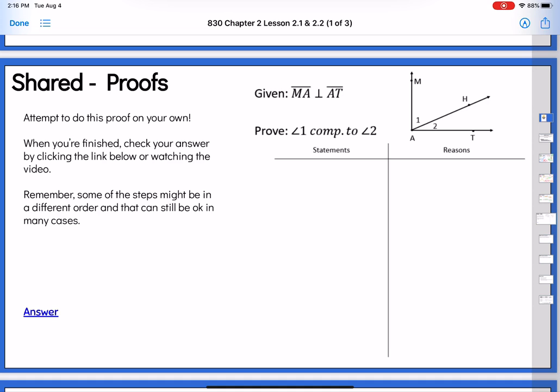And just remember that at this point we're starting to get to some longer, maybe more complicated proofs, so it's okay if some of your steps are in a different order. That's fine, as long as your ifs and thens match up, you're good to go. All right, so if you want to pause it now and take a shot at it, go for it.